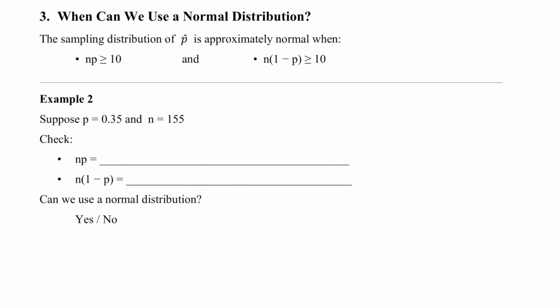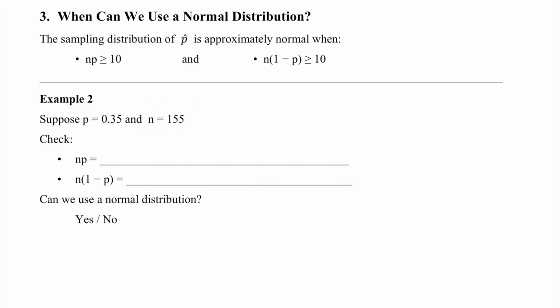A common mistake is checking only one condition. Always check both before using a normal distribution. Let's look at example 2. Suppose the population proportion is 0.35 and the sample size is 155.